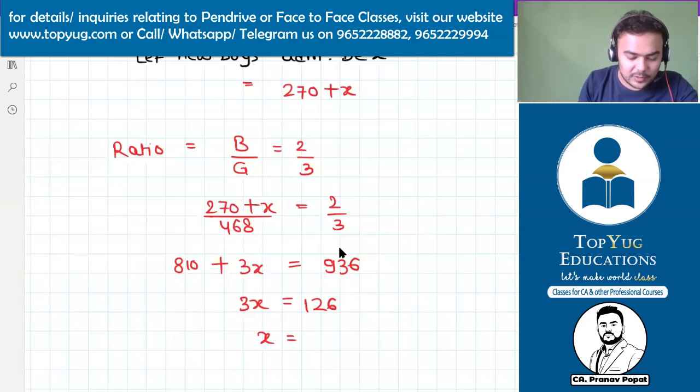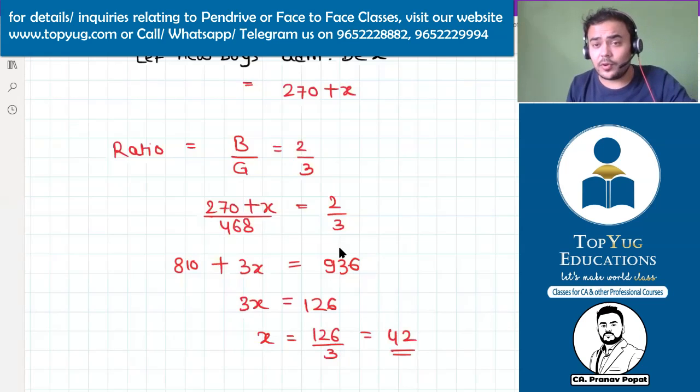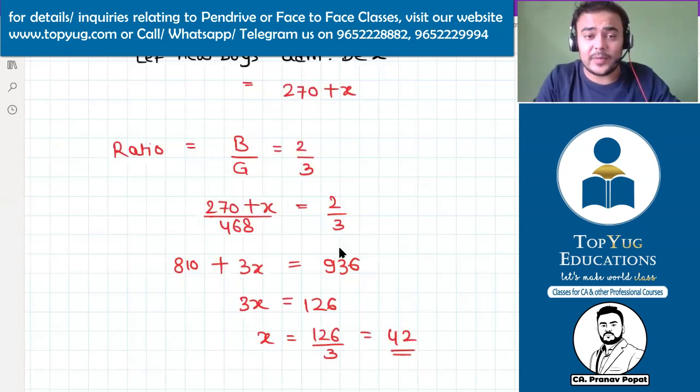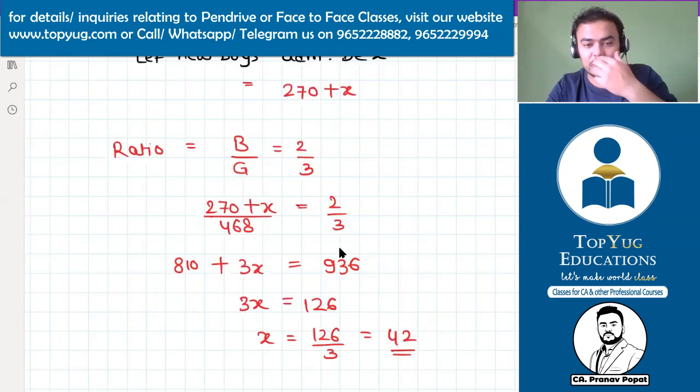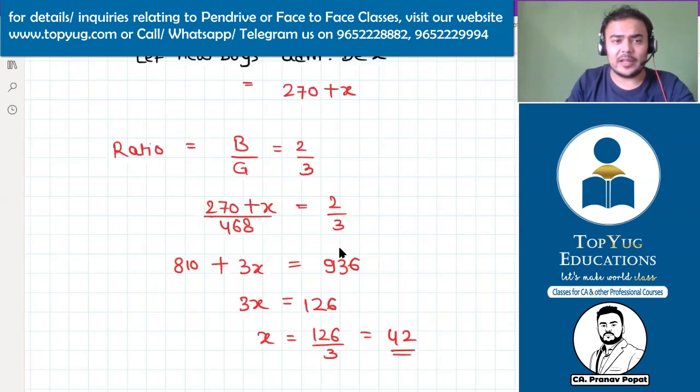And x is equal to 126 divided by 3, which is equal to 42. So 42 is the correct answer, guys. 42 new boys need to be admitted so that the new ratio will become 2:3. We can verify this also.